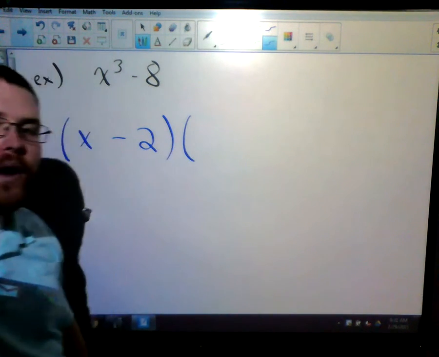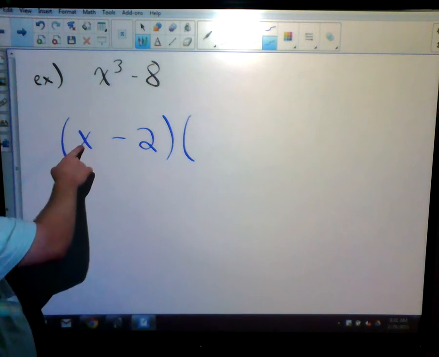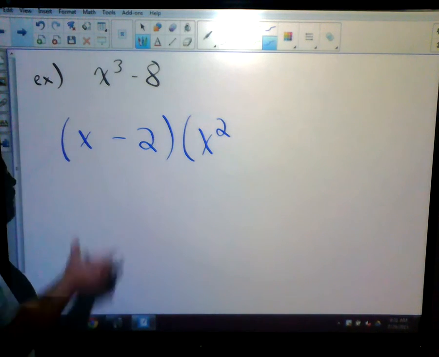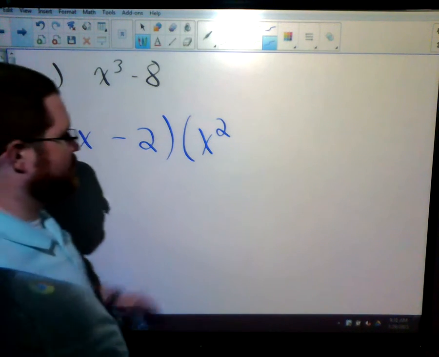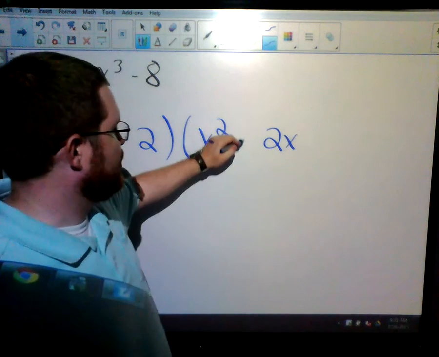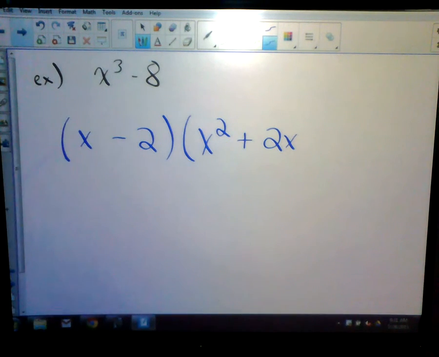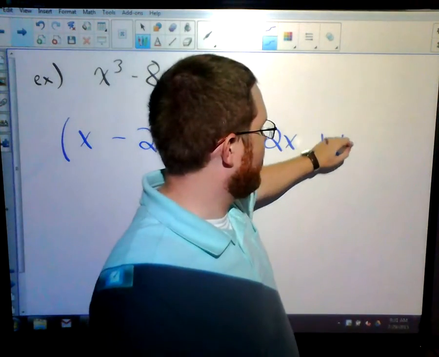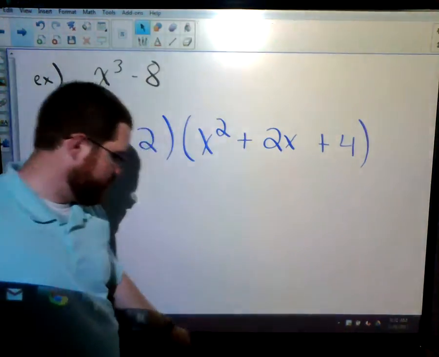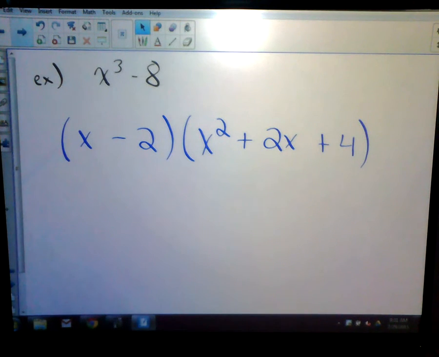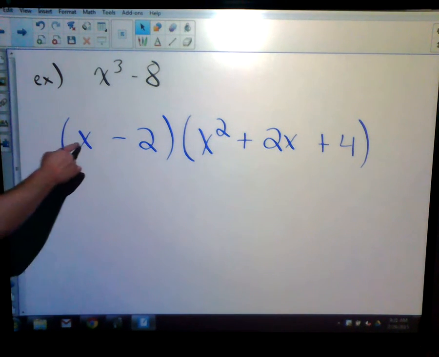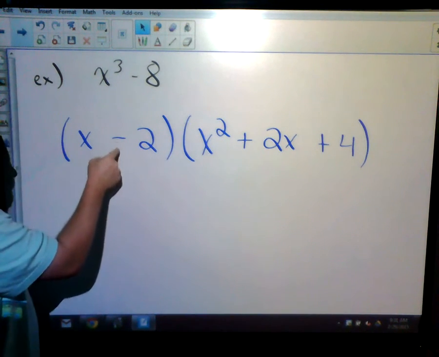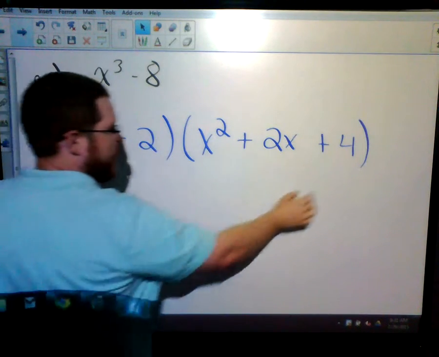The next thing says square the first. So if I square this first thing, I get x squared. Multiply together and change the signs. And the last one is square the last. What's negative 2 squared? It's positive 4. So that's how you do a perfect cube factored. Take the cube root, square the first, multiply together and change the signs, and square the last.